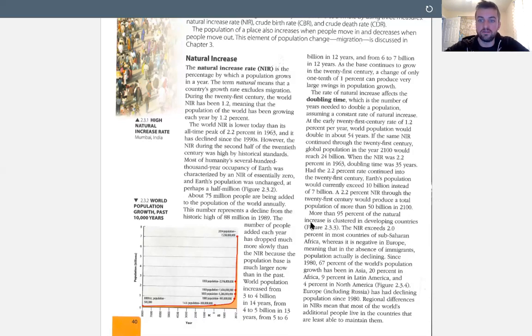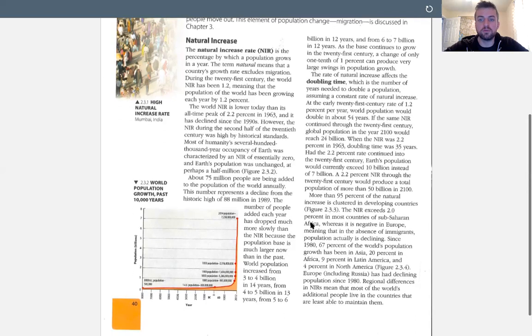When the natural increase rate was 2.2% in 1963, doubling time was 35 years. If the 2.2% rate had continued into the 21st century, Earth's population would currently exceed 10 billion instead of 7 billion. A 2.2% natural increase rate through the 21st century would produce a total population of more than 50 billion in 2100.